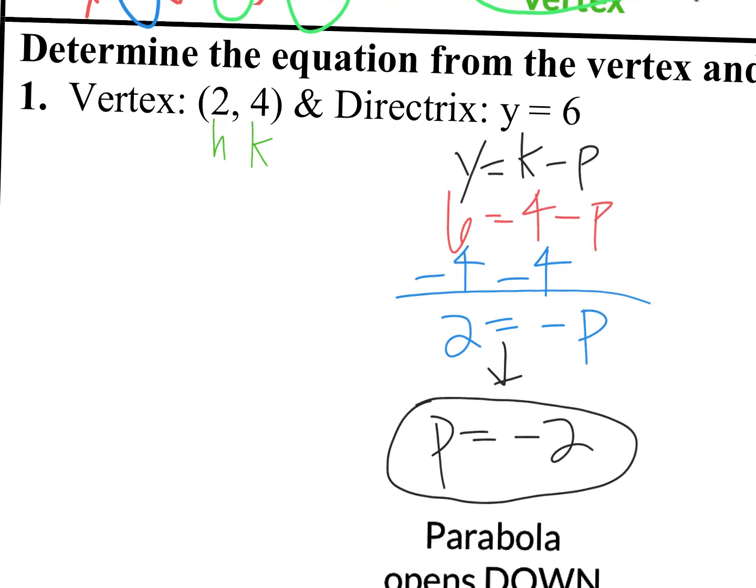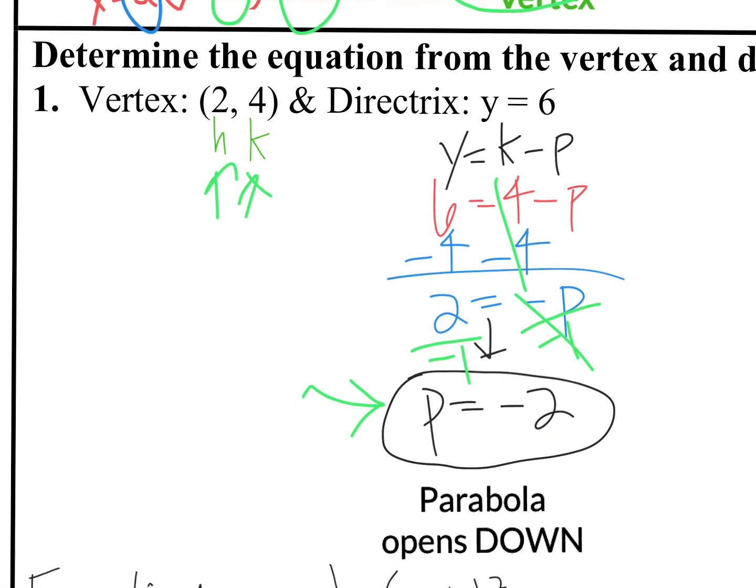Well, if you can't figure it out in your head, just solve it algebraically, right? I know I can subtract 4 to the other side. That will cancel this out. And then 6 minus 4 is 2. 2 is equal to negative p. So I would have to flip that sign, right? Or divide by -1, if you will. If you want to get rid of a negative, you can divide by -1, giving you p equals -2. Okay, so now I know my h is 2, my k is 4, and my p is -2.